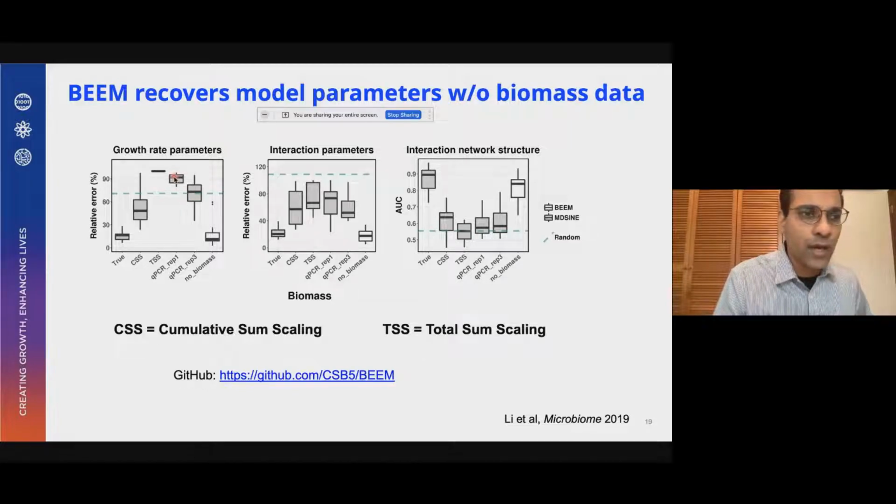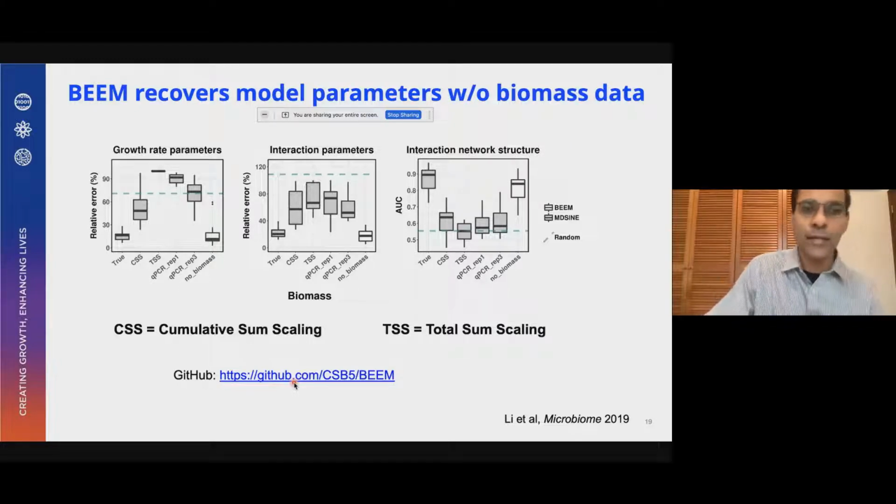As before, the qPCR, even with 3 replicates, is not much better. And then finally, our approach BEEM, which does not require biomass estimates, can do as well as when you know the true biomass. So this is almost like magic. Even without experimental data, we can recover performance which is as good as having perfect experimental data. There is a little bit of a penalty, especially in terms of interaction network structure, because some of the rarer or less strong interactions are harder to estimate accurately. So there's a numerical challenge here. But for the most part, in these simulations, BEEM does really well.